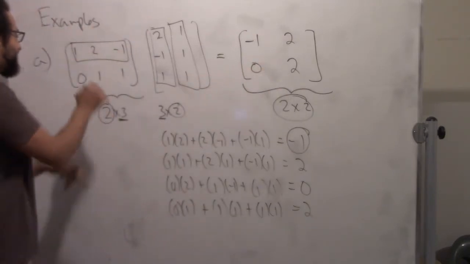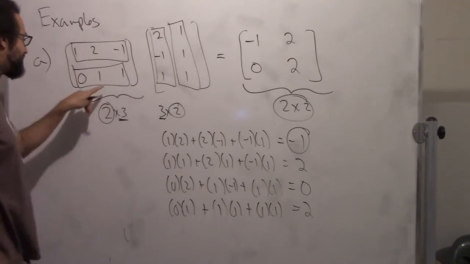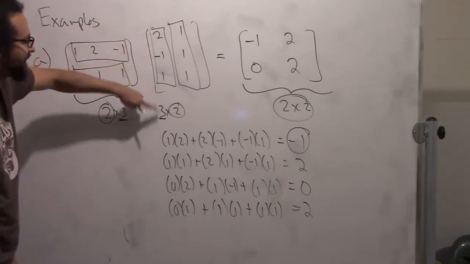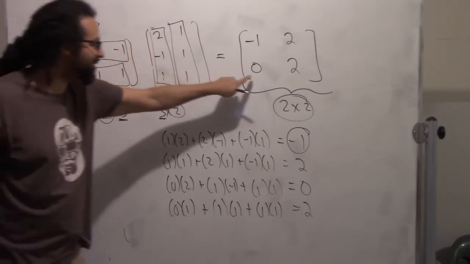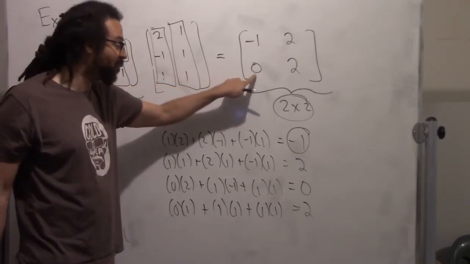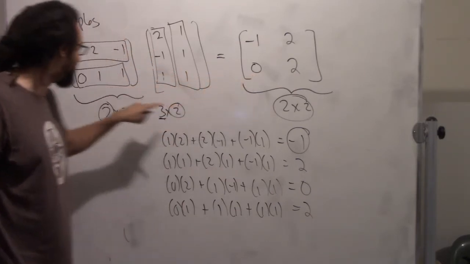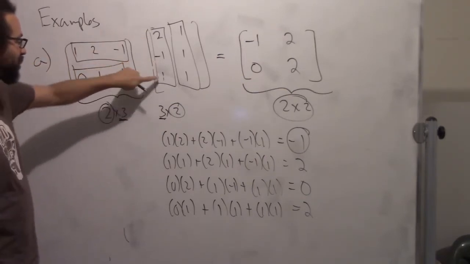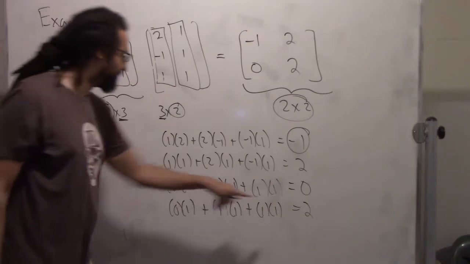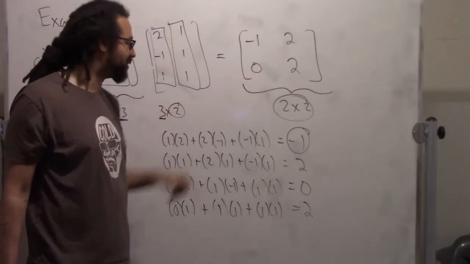So I take the second row of the first matrix, twist, match it up with the first column. Second row, first column means this result goes in the 2, 1 entry. What is that result? Well, 0 times 2 plus 1 times negative 1 plus 1 times 1. So that's 0. So that's what goes in the 2, 1 entry.